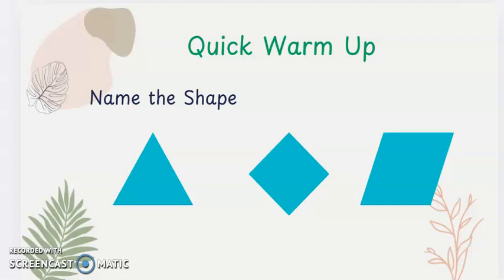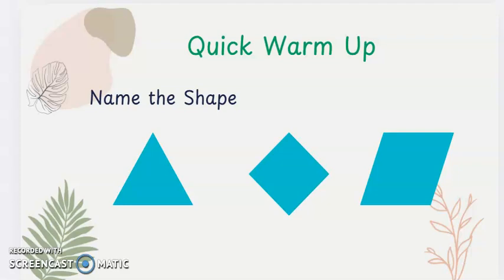First, name the first shape. Yes, it's a triangle. Now, time for the second one. Of course, it's a rhombus, or you may call it a diamond. Now, let's move on to the third one.